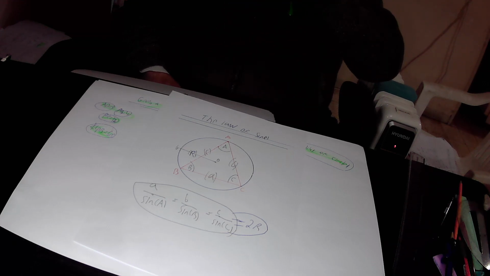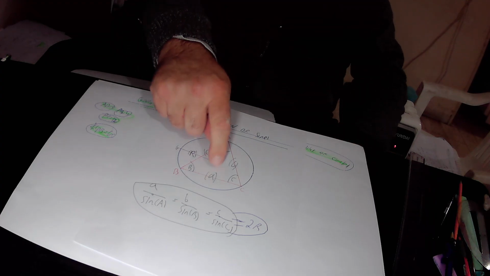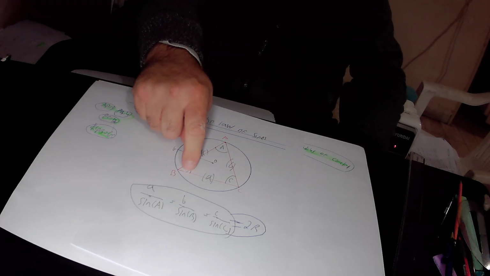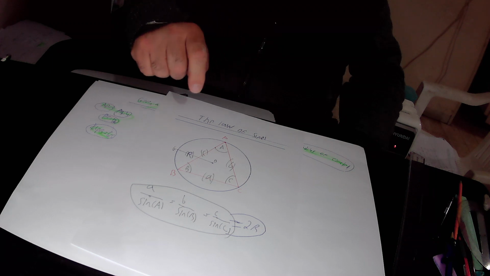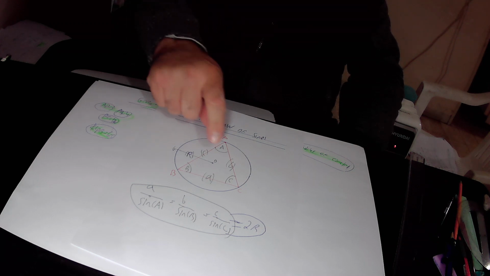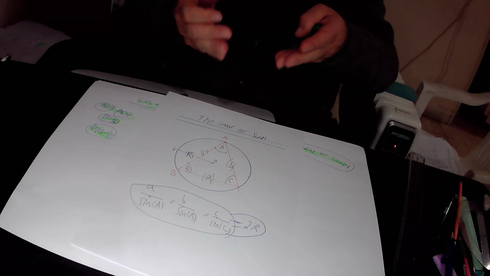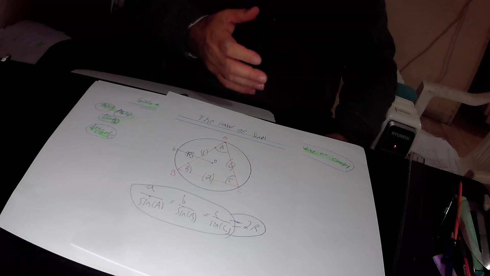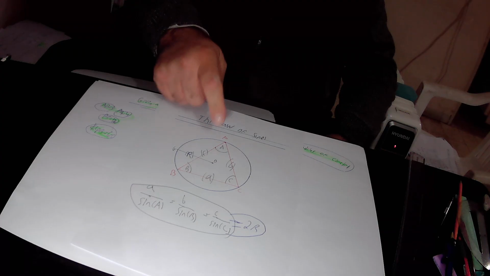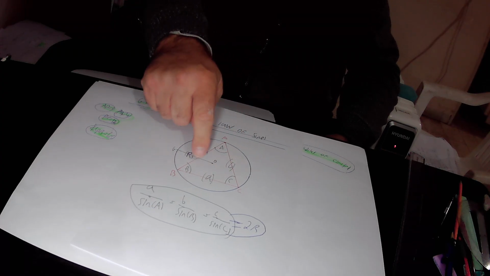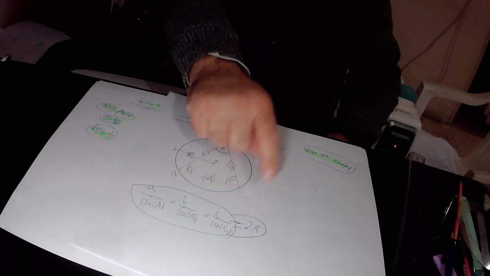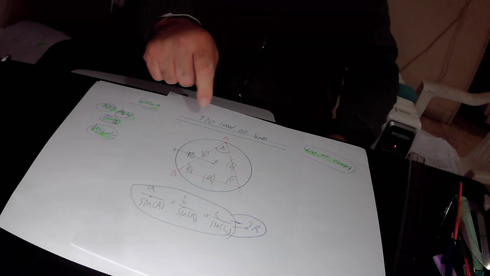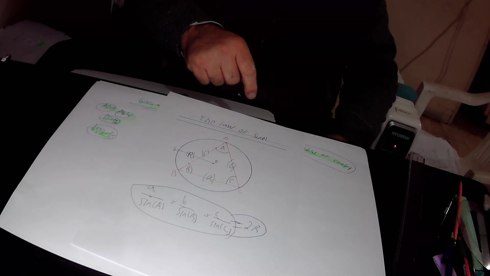So according to the law of sines, the following equation is true: a over sine A equals b over sine B equals c over sine C equals 2R. And R is the radius of the circle that circumscribes this triangle ABC.